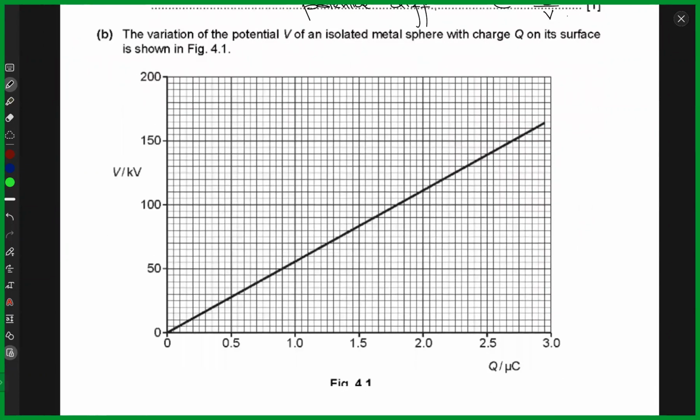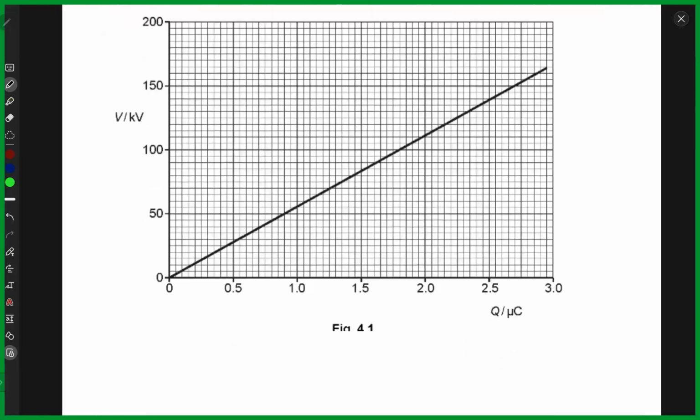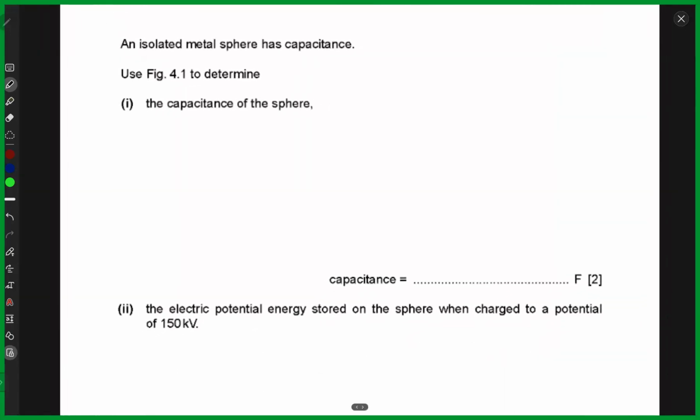The variation of potential V of an isolated metal sphere with charge Q on its surface is shown. So there is potential V and charge Q on the sphere. It's a spherical geometry, and this is how the potential versus the charge stored on it looks. We see that when the potential increases, it is capable of storing more and more charge. If you go to the next page, we say that this metal sphere has some capacitance. Use figure 4.1 to determine the capacitance of this sphere.